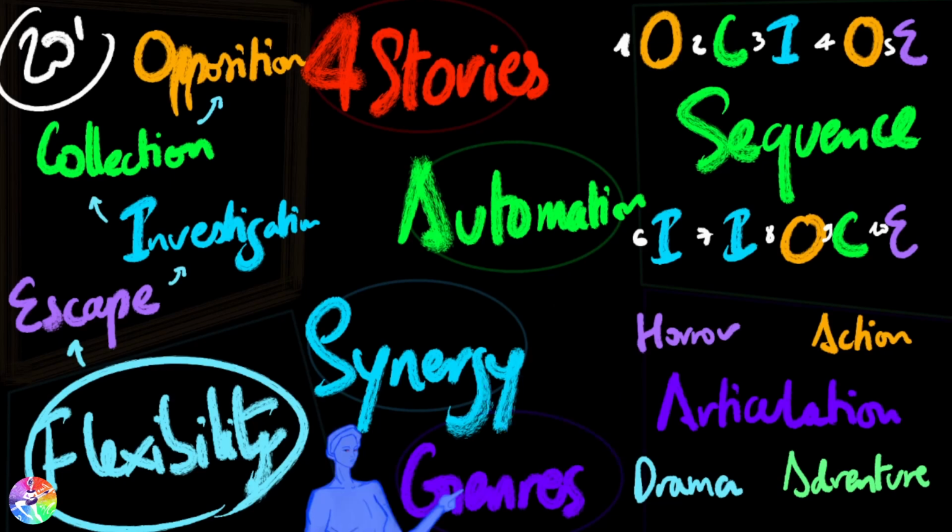Now you want to consider the synergy that exists between the 4 stories themselves, but also the synergy between these 4 stories and the 4 main genres that we're using in our courses. Opposition will often be paired with action. Opposition is a fight, a combat, a competition, so it's easier to articulate it with action. Escape is easier to articulate with horror. Fear in this situation is the dominant emotion.